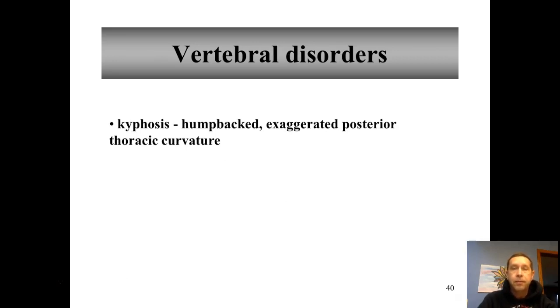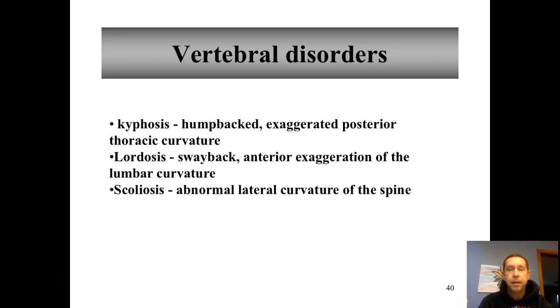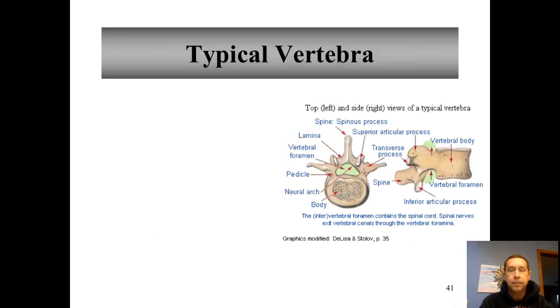Other problems with the vertebrae: kyphosis, or humpback, is an exaggerated posterior curvature. Lordosis, or swayback, is when the anterior curvature of the lumbar region is exaggerated. Scoliosis is a lateral curvature, or side-to-side curvature.